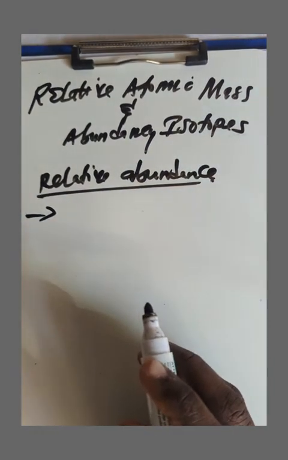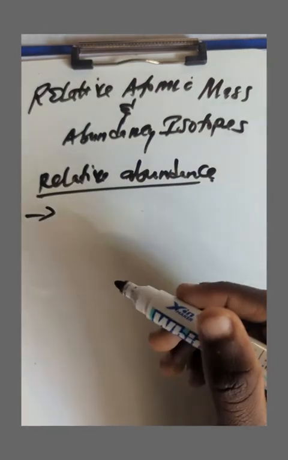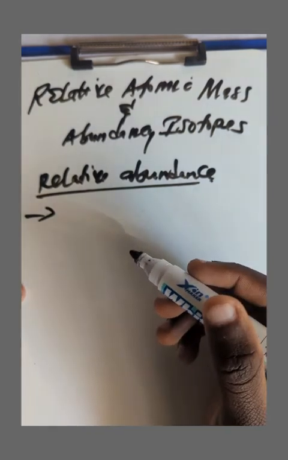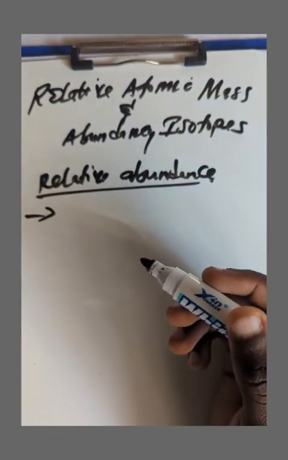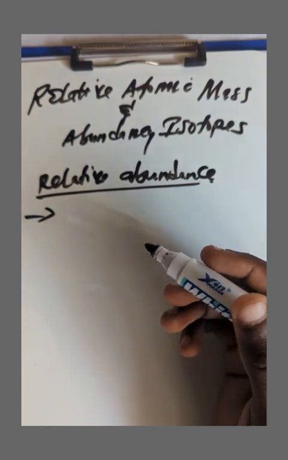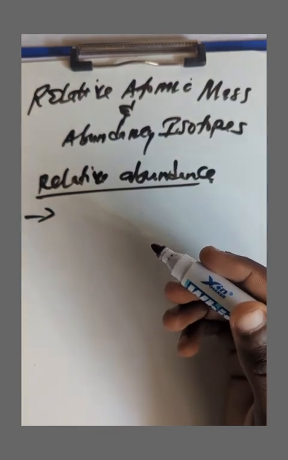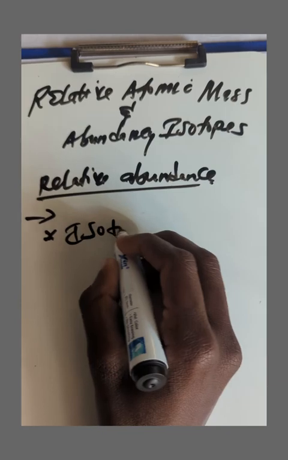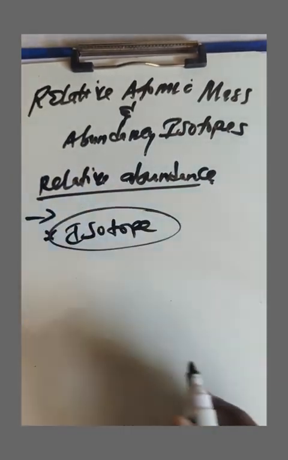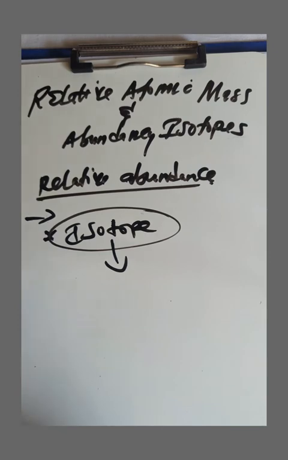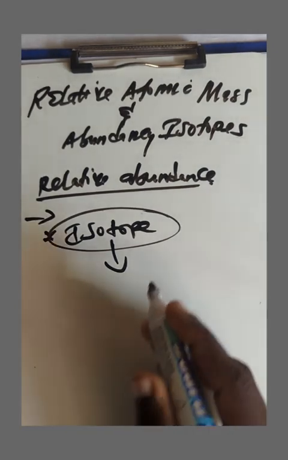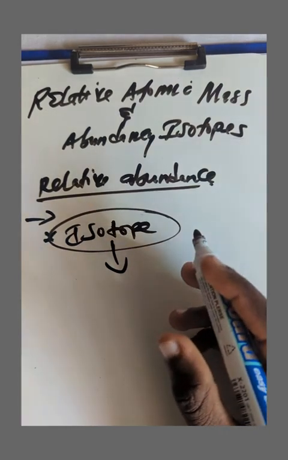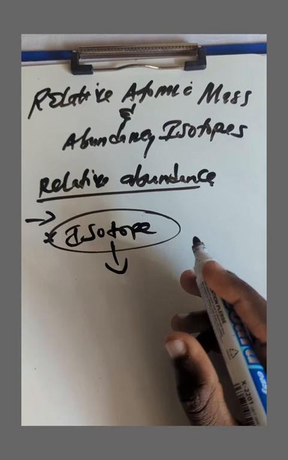You have understood that all atoms of the same element have the same number of protons, but they have different numbers of neutrons, which makes them isotopes. So relative abundance tells you how common each isotope is in nature. The key concept is understanding what an isotope is: the same definition you had in grade 12, an atom of the same element with identical atomic number, or protons, but different mass numbers, which is protons and neutrons.